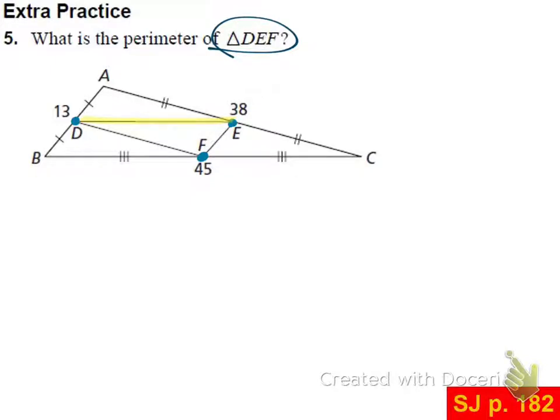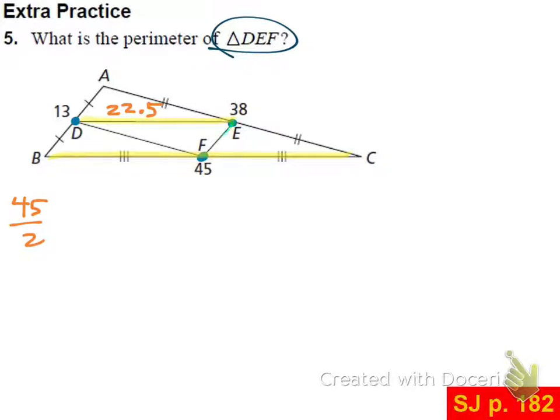What is DE parallel with? BC. Parallel means they don't intersect. Correct. So, DE is a midsegment that is parallel to BC. So, I'm going to divide by 2 to find its length. What is 45 divided by 2? 22 and a half. Okay, so that's one side length.